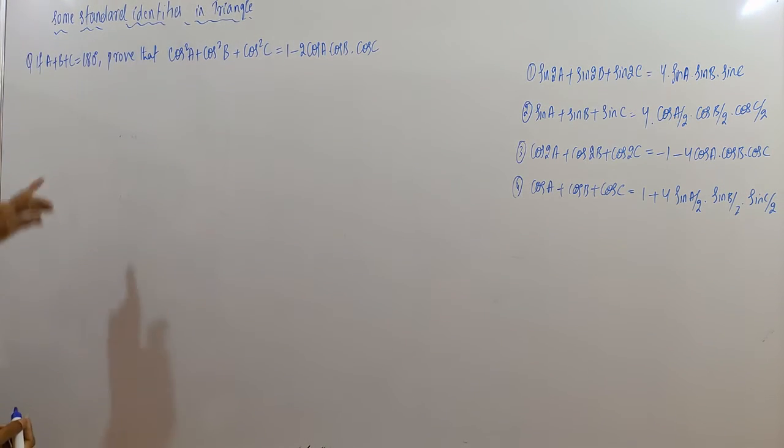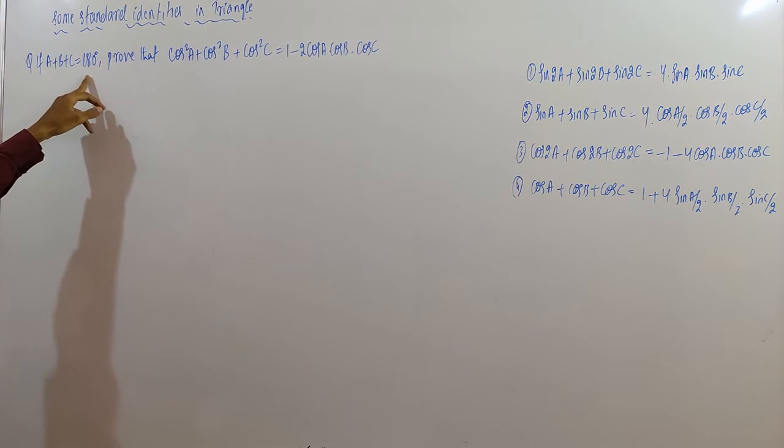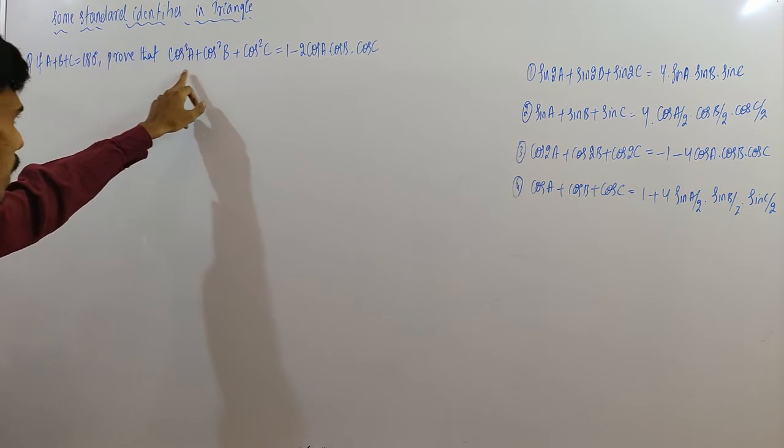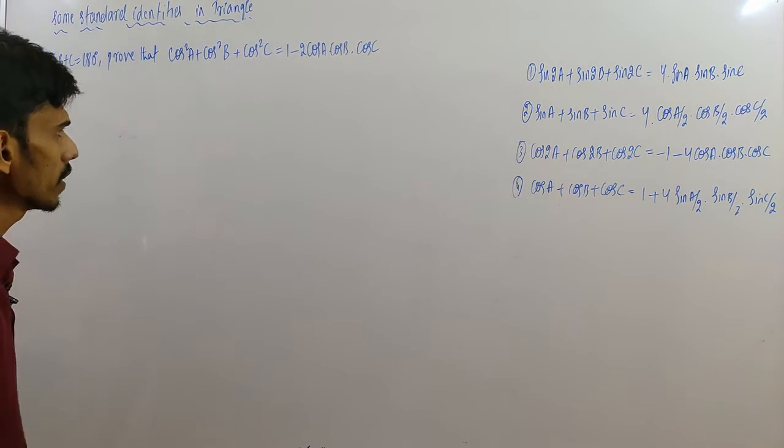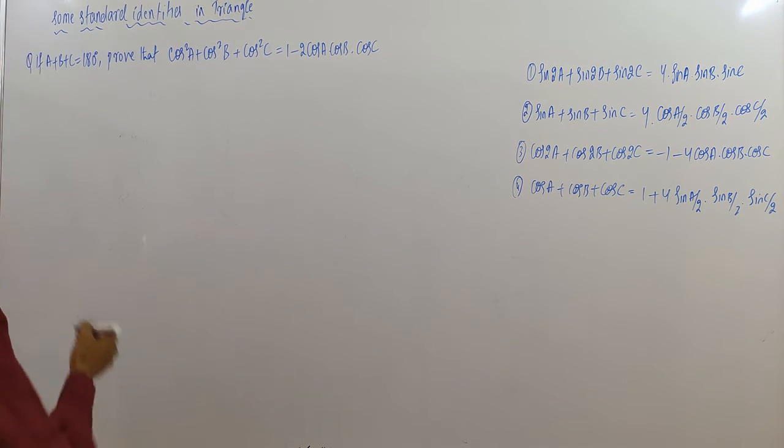Now let us prove this. A + B + C equals 180 degrees. Prove that cos square A + cos square B + cos square C is 1 minus 2 cos A cos B cos C.